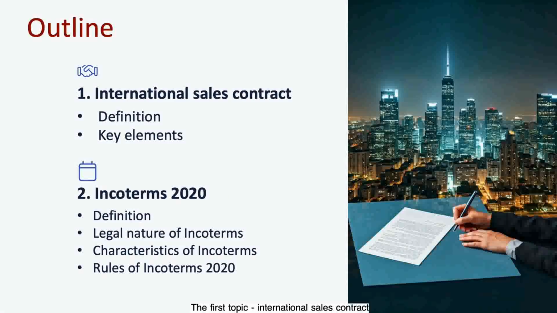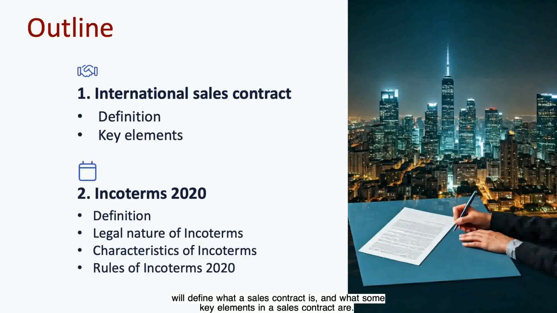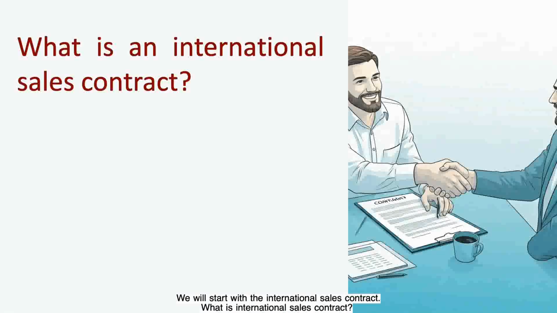The first topic, international sales contract, will define what a sales contract is and what some key elements in a sales contract are. Regarding the Incoterms, the overview of Incoterms such as its definition and characteristics will be introduced in this video. We will discuss the latest version of Incoterms, Incoterms 2020, and the 11 rules of this Incoterms. We will start with the international sales contract.